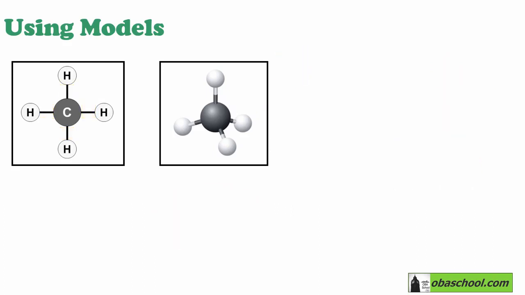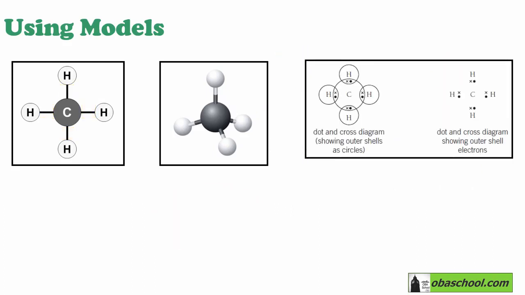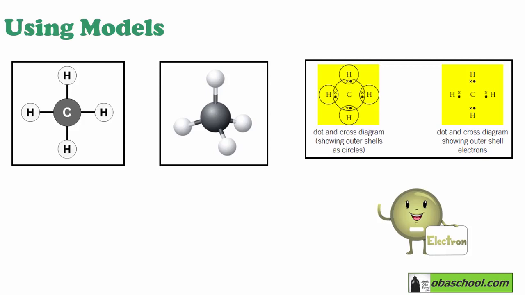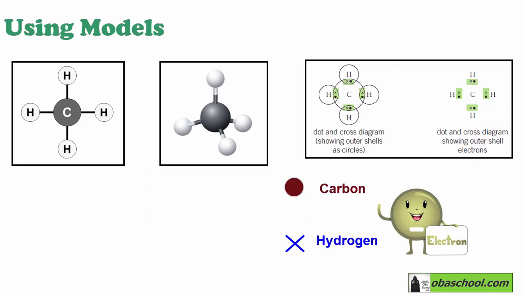We can also use dot and cross diagrams. These diagrams show which atoms the electron in the bonds came from originally. But in reality, you have to pay attention that all electrons are identical. So this is methane, CH4. We have one carbon atom and 4 hydrogen atoms. These are the shared electrons in each bond. The dot represents the electron coming from carbon, and the cross the electron coming from hydrogen. But of course, in reality, all electrons are the same, even though they come from different atoms.